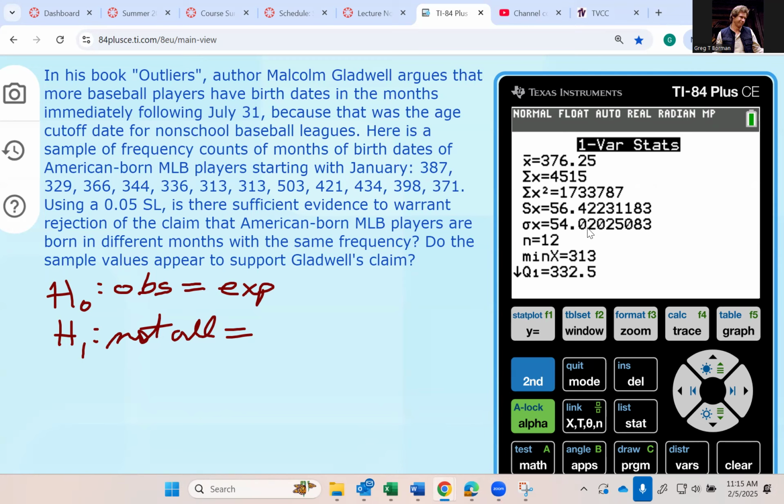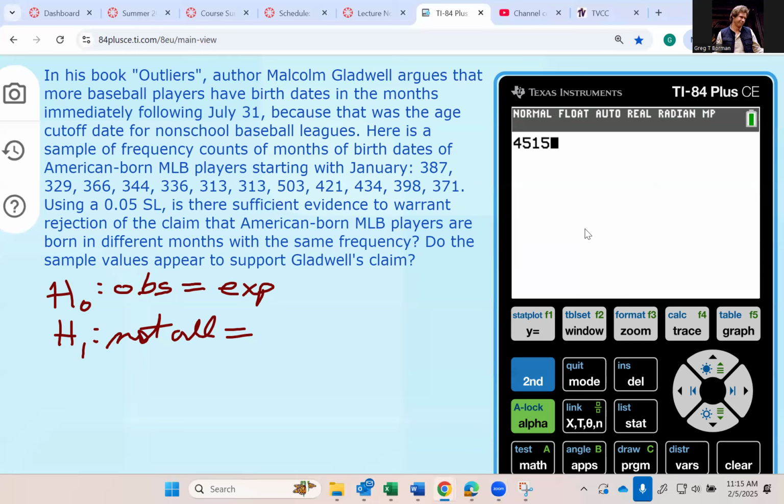And some of them were in January, some were in February. So if we take that 4515 and chop that up over 12 months, then we would expect 376 and a quarter. I know you can't have a quarter of a birth, but that's okay. The formula still works. 376 and a quarter people born in each month. That's what we would expect.